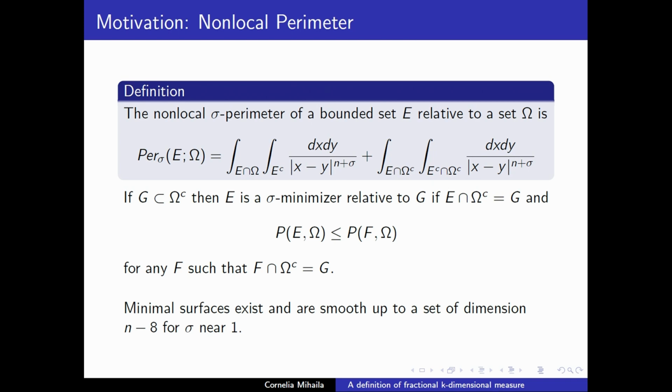So if you define a complement, you can say that you're locally minimal with that complement if you have the same complement, but you're the smallest relative perimeter. And minimum surfaces exist. They're smooth up to dimension n minus 8 for sigma near 1. So we have parallels to local minimal surface theory.